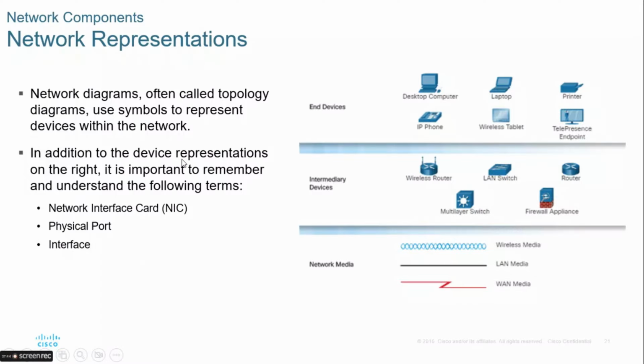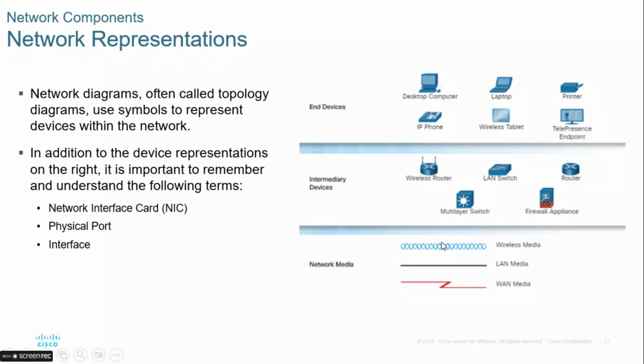In addition to device representation, on the right section, it is important to remember and understand the following terms. We've got the network interface card. This is the chip on your motherboard that helps you to connect to the network. We've got the physical port, just like a normal RJ45 port where a UTP cable is plugged in, then an interface, which mostly is applied on the router. The ports of a router mostly are called interfaces.